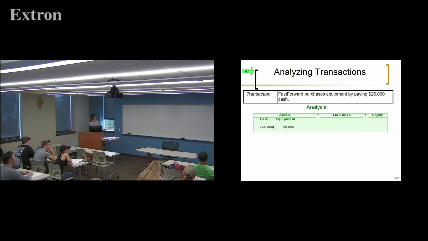And we had equipment. So fast forward, purchases equipment, paying 26,000 cash. So here we had another example where we exchange one asset for another asset. And so cash goes down, equipment goes up. You have to know that both of those are assets. Then you have to look at your debit and credit rules, right? So if equipment is increasing, we increase an asset with a debit. If cash is decreasing, we decrease cash with a credit.